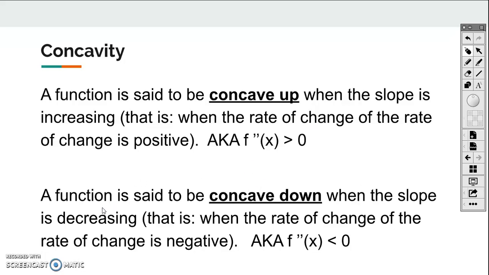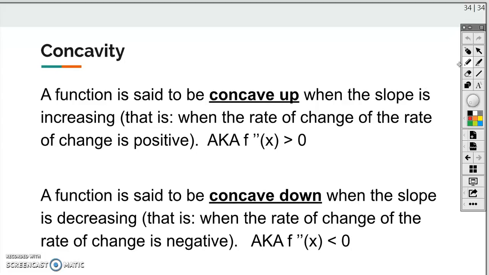So the slope is getting less, or the rate of change is negative. The rate of change is decreasing, which means that the rate of change is negative, or the second derivative is less than 0. It's easy to remember what they look like. Concave up, just take the C and go up, concave up. Concave down, remember that it looks like a frown. So concave up looks like a cup, concave down looks like a frown.